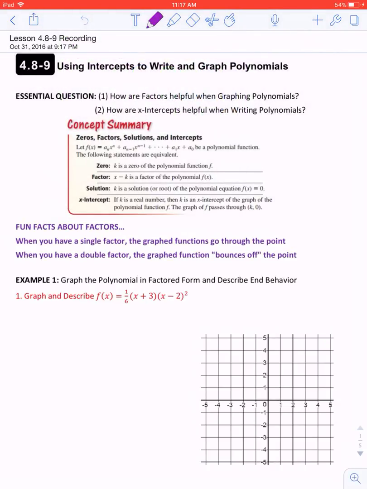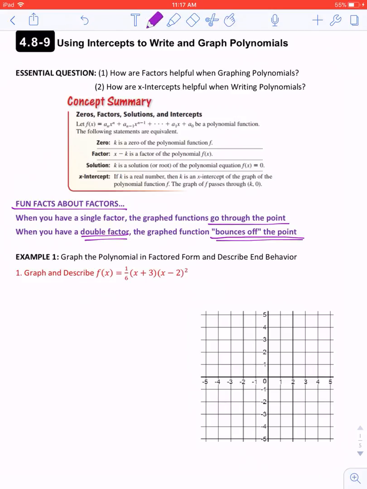All right, so one interesting thing, fun facts about factors. If you have a single factor, like you're just given x plus 2, it's a factor one time. Your point goes straight through that, right? So your graphing, you go straight through that point. But if you are given a double factor, we call it bouncing off of a point. It means it's going to hit that point twice. It's going to hit it going down and then hit it going up. So it bounces off. I'll show you what that looks like. Okay, so I'm going to show you that as well as how to do these problems.